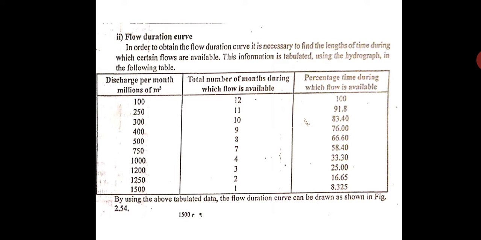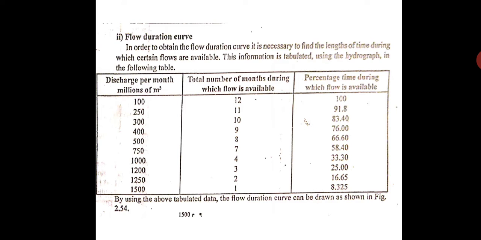Then second is the number of months it is available. 100 is available for 12 months. 250 discharge is available for 11 months. 300 is available for 10 months. 400 is available for 9 months. 500 is available for 8 months. 750, 7 months. 1000, 4 months. 1200, 3 months. 1250 is for 2 months and 1500 million meter cube per month is available for only 1 month.